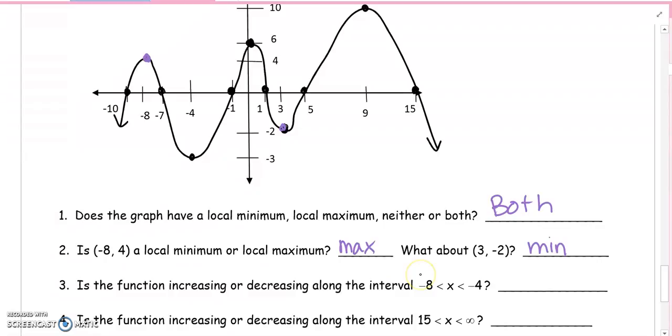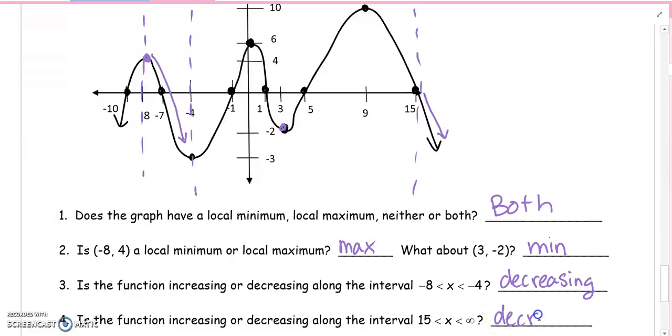And it asks if the function is increasing or decreasing along the interval -8 to -4. So -8 starts here, and -4 ends here. If we draw in an arrow from left to right, it's going down, so that means it's decreasing. And then it asks about the interval 15 to infinity. So infinity just means it's going to keep going. If we start at the left, draw in our arrow, it's going down, so that's also decreasing.